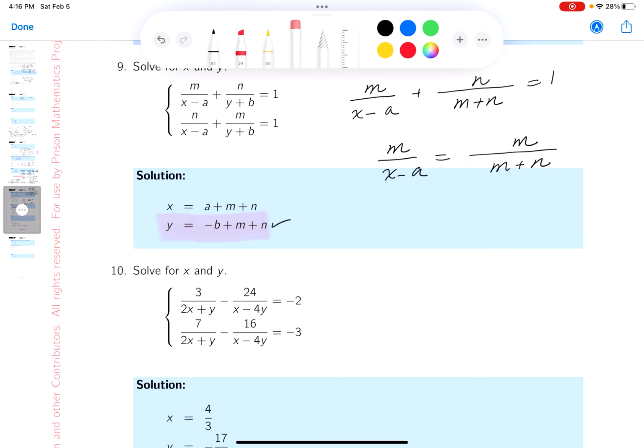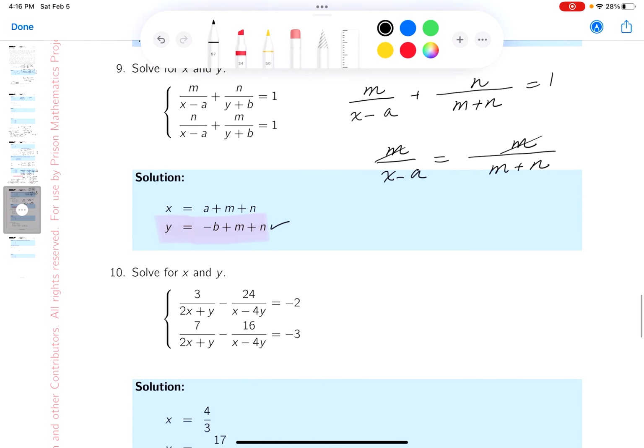I'm going to divide both sides by m. The m can't be 0 if that's the case, by the way. And so I'm going to just do this. And what do you get? You would get x minus a equals m plus n. What's x? x is a plus m plus n. Did I get that? It's right over here.